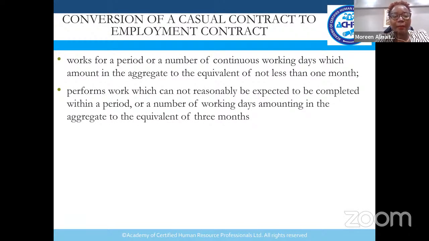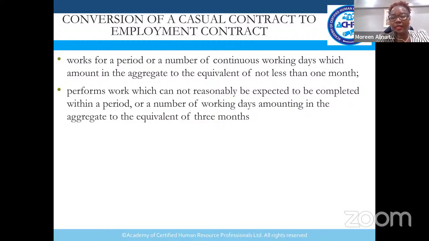Another scenario is where somebody performs work which cannot reasonably be expected to be completed within a period or number of working days amounting in the aggregate to the equivalent of 3 months. The Employment Act is clear in the rules where it states that if somebody works for an aggregate period of 3 months, okay, and they are on a casual contract, you stand a likelihood of the contract being construed as a contract of employment.